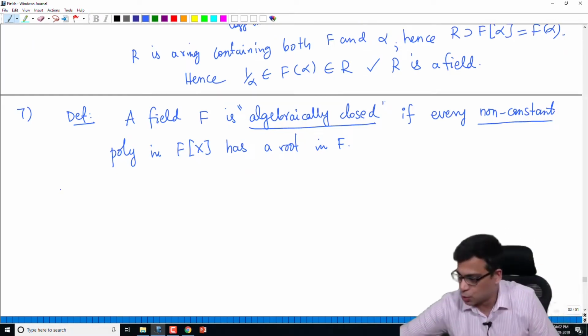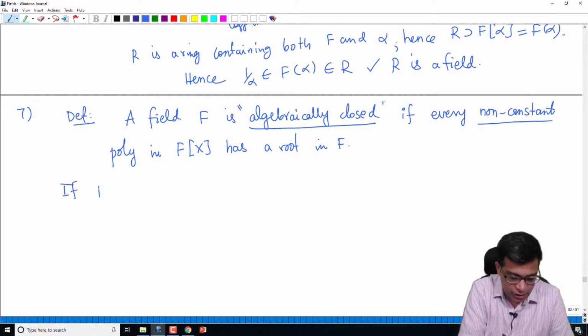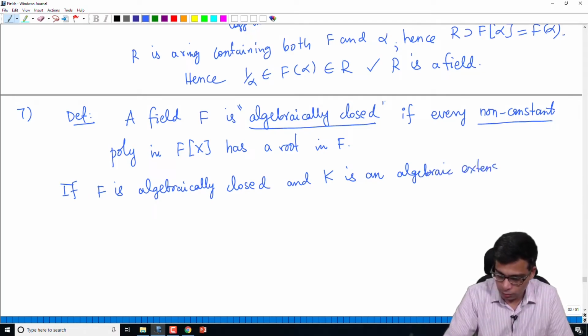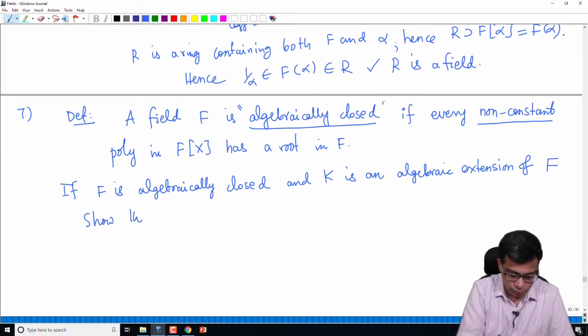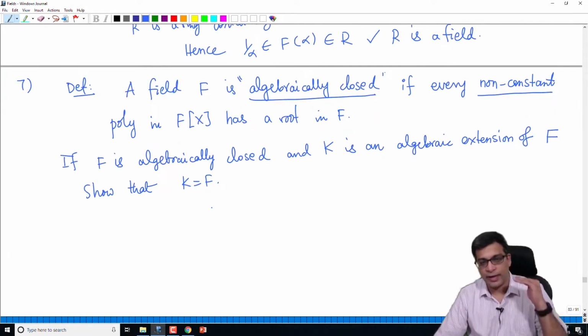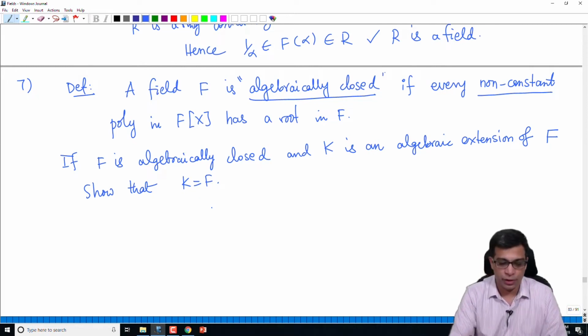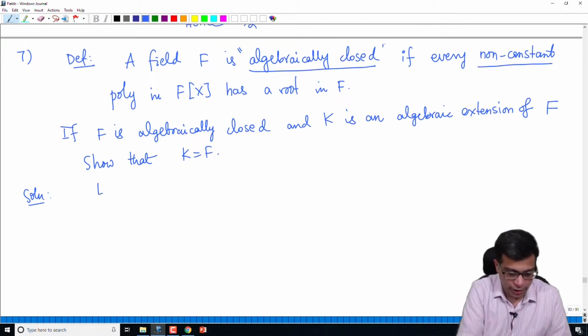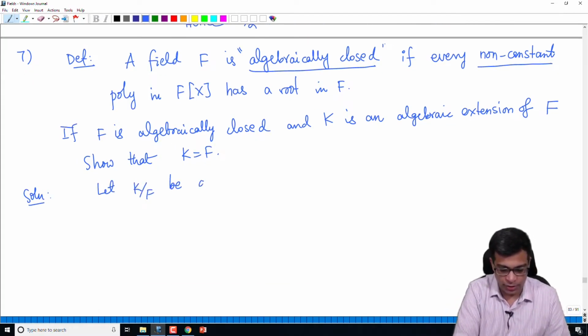But the exercise here is to show that if F is algebraically closed, and K is an algebraic extension of F, show that K equals F. So the exercise is showing that there cannot be a non-trivial algebraic extension of an already algebraically closed field. So the solution for this is again very simple. Let K over F be an algebraic extension.